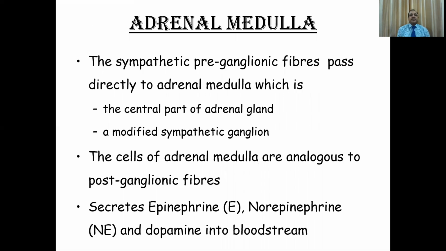Now, I must make a special mention of the adrenal medulla, which is a specialized organ, a modified sympathetic ganglion. The sympathetic preganglionic fibers pass directly to the adrenal medulla, which is in the central part of the adrenal gland. The cells of the adrenal medulla are actually believed to be the postganglionic neurons themselves. And once they are stimulated, these cells secrete epinephrine, norepinephrine, and dopamine into the bloodstream directly. So this is a unique part of the sympathetic nervous system which you all must remember.